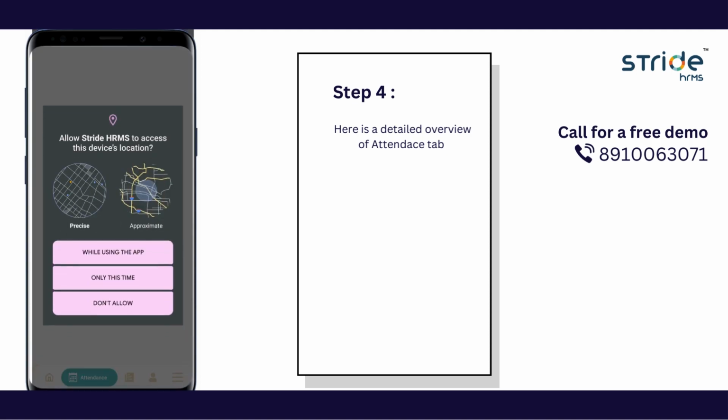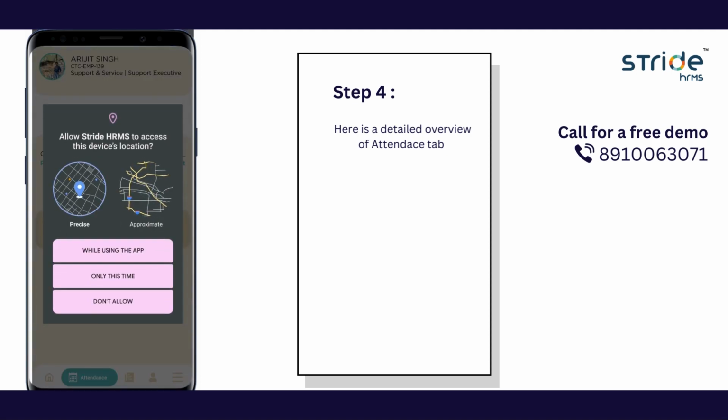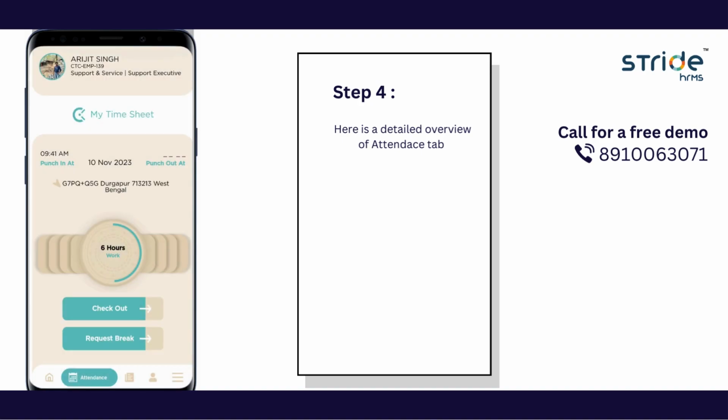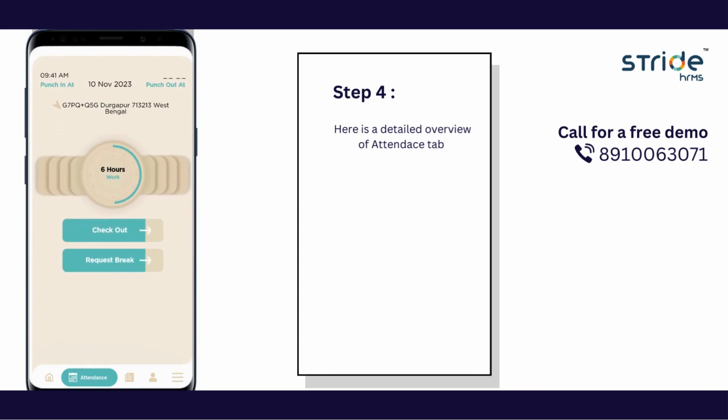Upon visiting the Attendance tab for the first time, you will see a pop-up message asking to allow STRIDE access to your device location. Give it access. This will make STRIDE work properly on your device. You can see your punch in and punch out time with locations, along with your today's work hour.